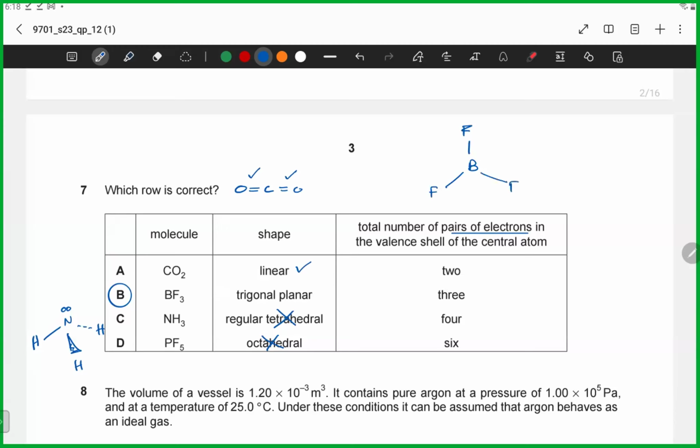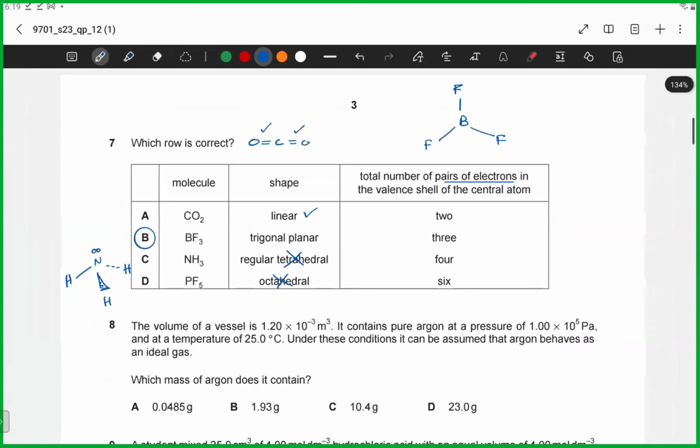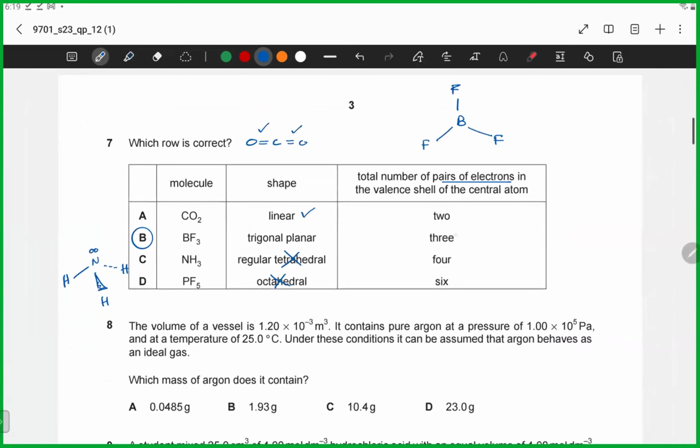So in group 3, it has no electrons left. All of them got used up, okay? So the answer is B. Is this clear? Yes, sir.